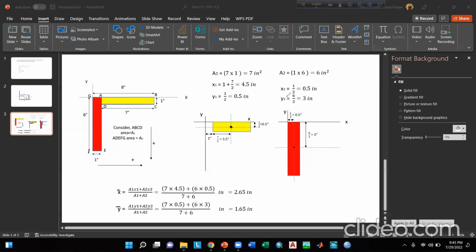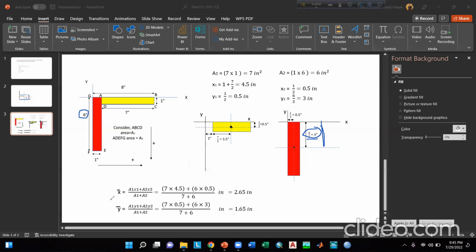Now, what will be the distance y2? Distance y2 will represent the centroidal distance from the x-axis. So here the width is 6 inch. So half of its width will be equal to 6 by 2 inch, which is equal to 3 inch.